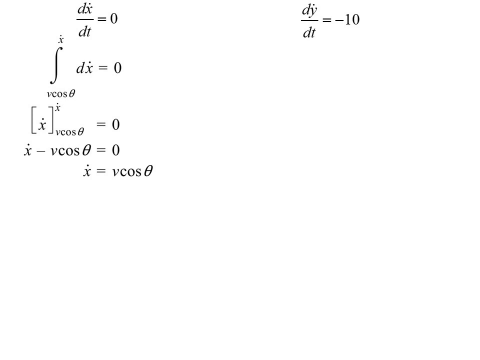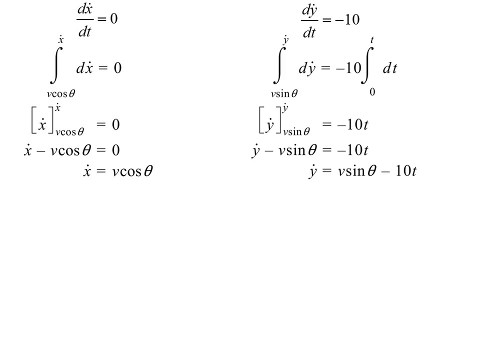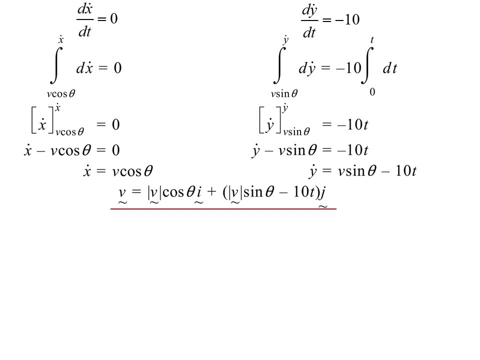Well, what happens in the vertical direction? Separate those variables out, do a bit of integration. There's the initial velocity v sine theta, but now we're taking away 10t. What's that? That's the effect of the gravity. It's slowing it down, because we're going up. Every second in this case, we're taking 10 meters per second off that velocity. If I was to write out the velocity vector then, it would be the magnitude of that vector, v cosine theta in the i direction, and then v sine theta minus 10t in the j direction.